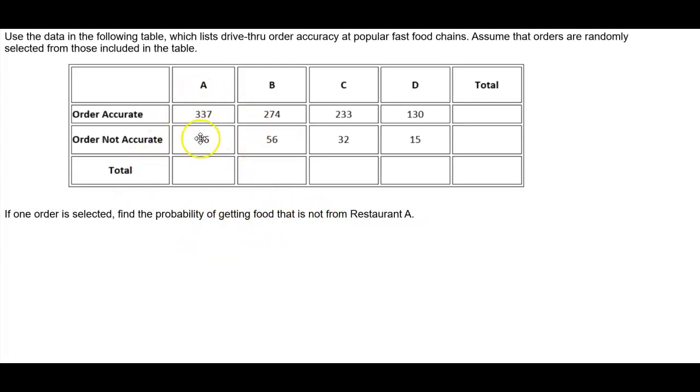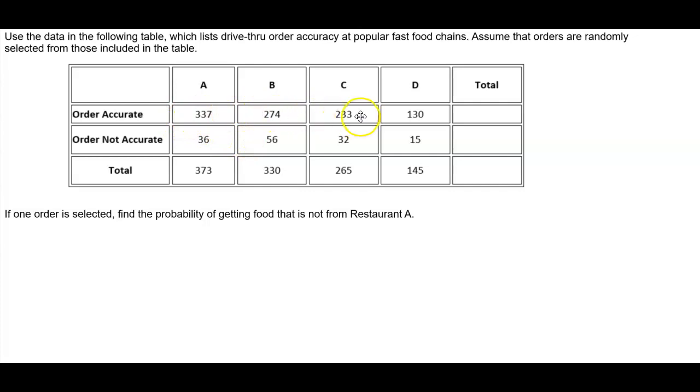First thing we need to do is find a total of each column and then find the total of all the rows. So when we add these two together for the first column, we get 373 when we add 337 plus 36. When we add 274 to 56, we get 330. When we add 233 with 32, we get 265. When we add 130 to 15, we get 145.